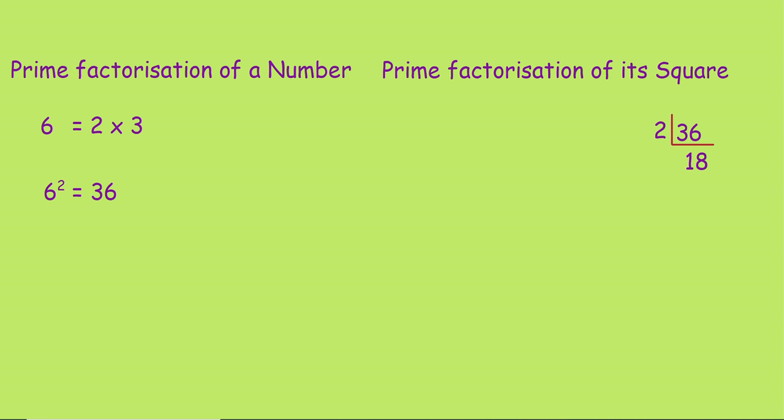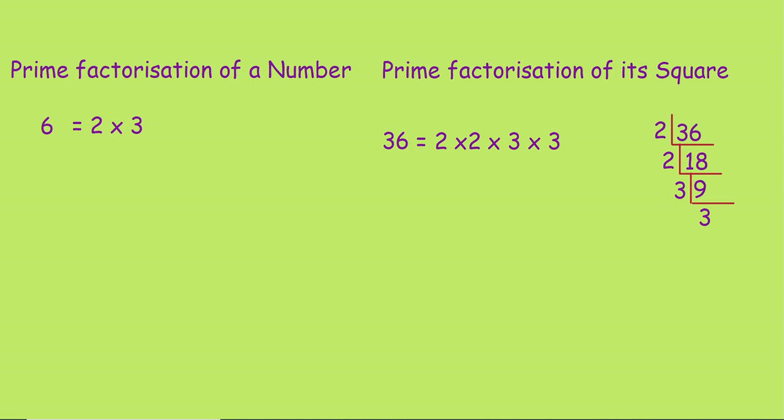When you divide 36 by 2 you get 18. Now again 18 you can divide by 2. 18 divided by 2 is equal to 9. Then again you can divide 9 by 3. 9 divided by 3 you get 3. So 36 you can write as 2 into 2 into 3 into 3.